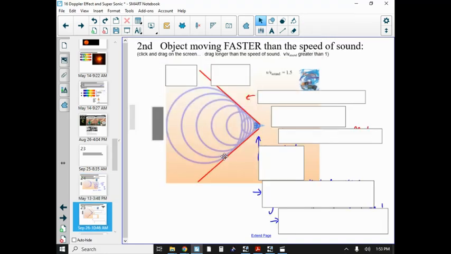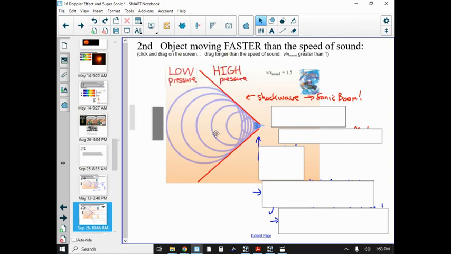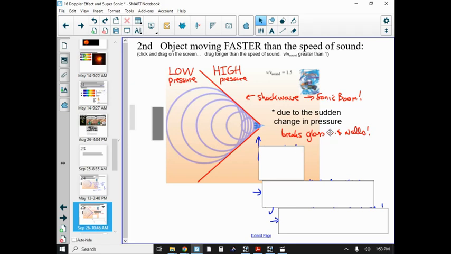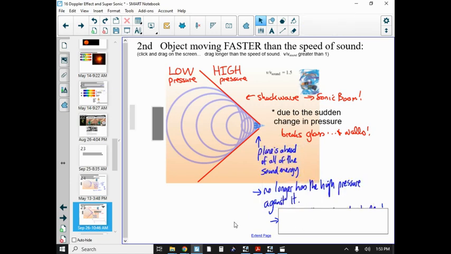If we're going faster than the speed of sound, then you end up ahead of that, right? So you end up ahead of this area. There's high pressure and low pressure, and you're ahead of that. And then that sudden change in pressure can actually push and then pull on things, and it can break glass, it can break walls, it can do a lot of damage, can make people go deaf if it ruptures their eardrums.